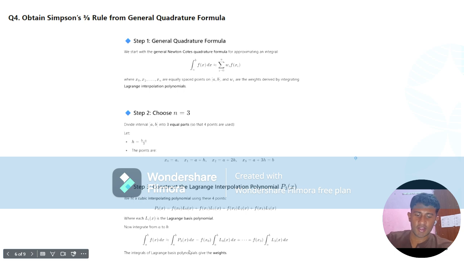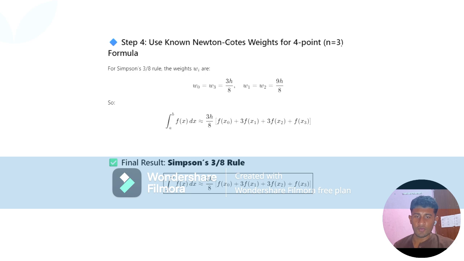Step 2. Choose n equals 3. Divide interval [a, b] into 3 equal parts so that 4 points are used. h equals (b minus a) by 3. The points are x0 equals a, x1 equals a plus h, x2 equals a plus 2h, x3 equals a plus 3h equals b. Construct the Lagrange interpolation polynomial p3(x). We fit a cubic interpolating polynomial using these 4 points, where each Li(x) is the Lagrange basis polynomial. The following given equation is the integrals of Lagrange basis polynomials given with the weights.